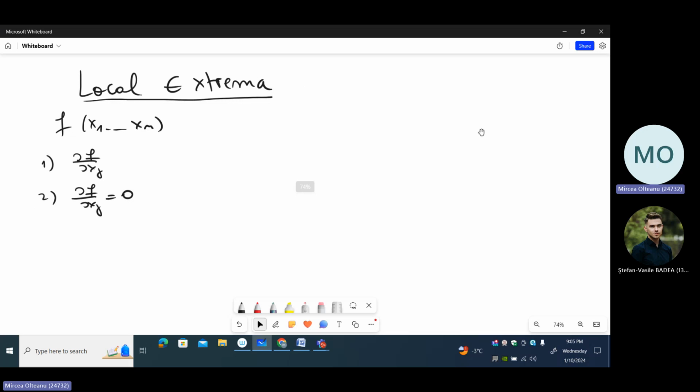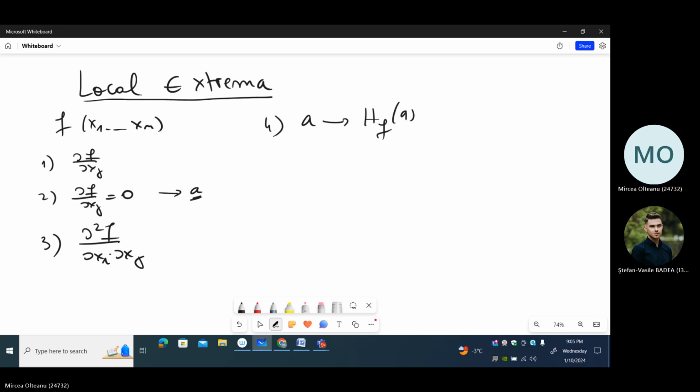The solutions of this system are called critical points. Then compute the second order partial derivatives. Then fourth, for each critical point, for each A, which is a solution of this system, we compute the Hessian matrix, which contains the second order partial derivatives at the point A.